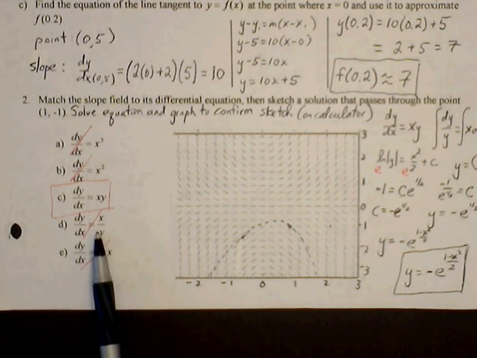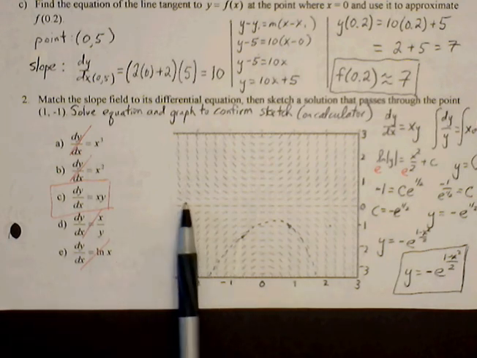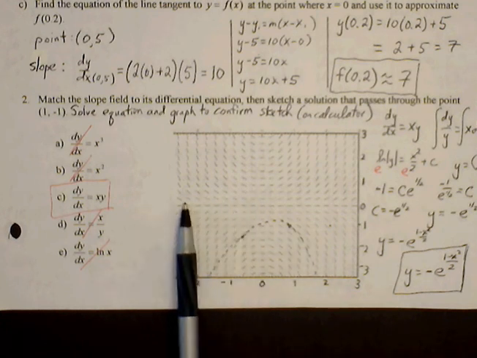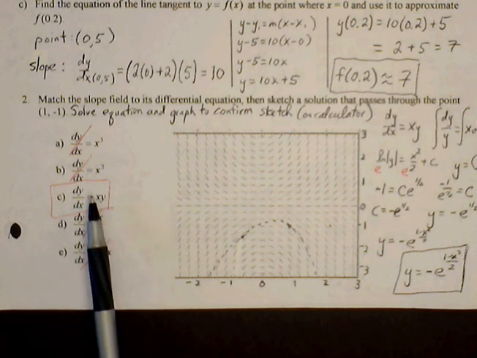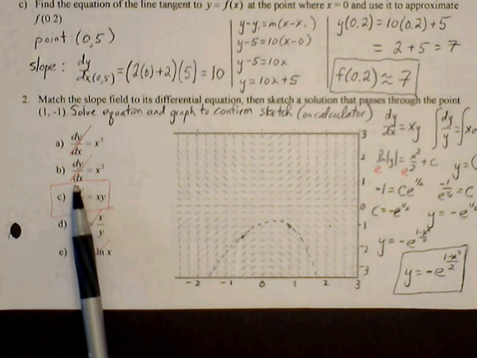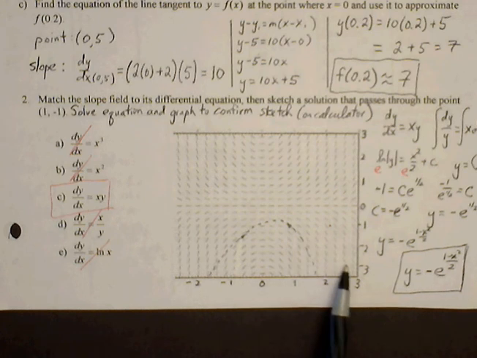So we know that D is going to be out. In part E, if the slope is determined by the natural log of x, then the x value cannot be negative, otherwise the natural log of a negative value would not exist. But we obviously have slopes on the slope field for negative x values. So we know that part E is out. Part B is also out because x squared would mean that your derivative, your slope, would all be positive. But we do see some negative slopes here.